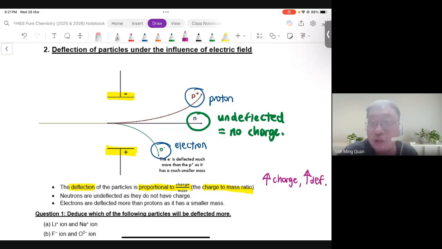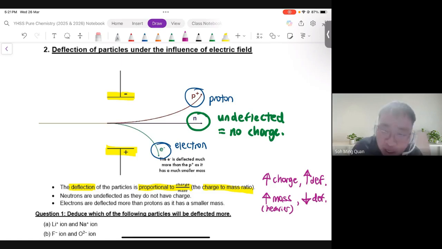Because charge is in the numerator, the higher the charge in terms of the number, the higher the deflection. If it's 2 minus, it has a higher charge than 1 minus, for example. So higher charge, higher deflection. On the other hand, if the mass is higher, if it's heavier, the deflection will be lower. This is because the mass appears in the denominator. If the mass is bigger, then the denominator is bigger and therefore the deflection will become smaller.